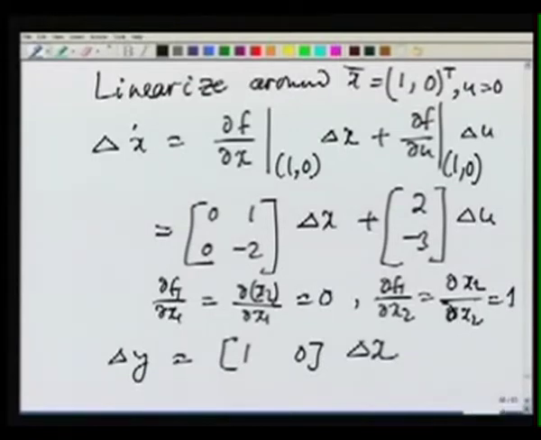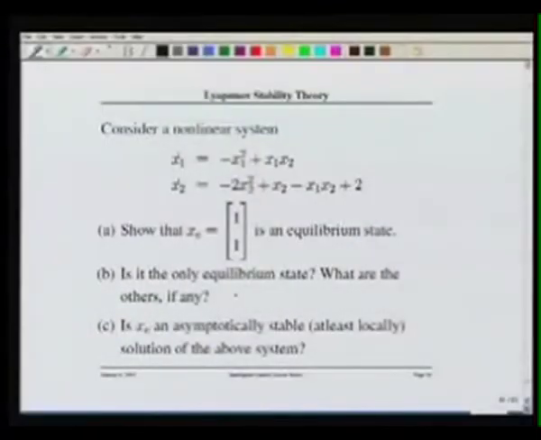Now we take the second example. Second example is, we have again a nonlinear system and you are asked to find out whether 1 1 is an equilibrium state, first question. Second, is this the only equilibrium state or are there many, and third is whether the first one, that is given x c, is asymptotically stable. So let us try to solve this.